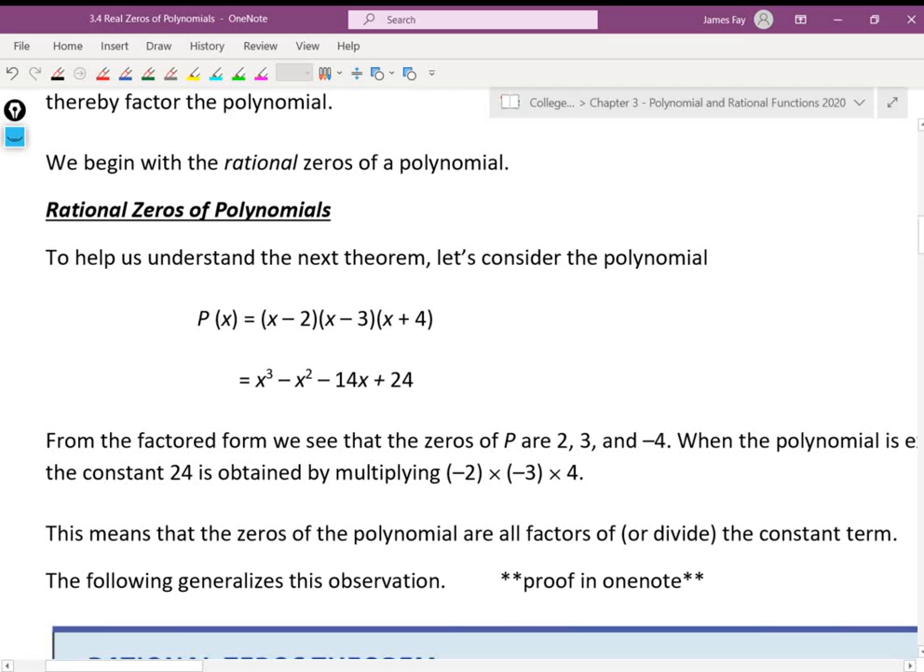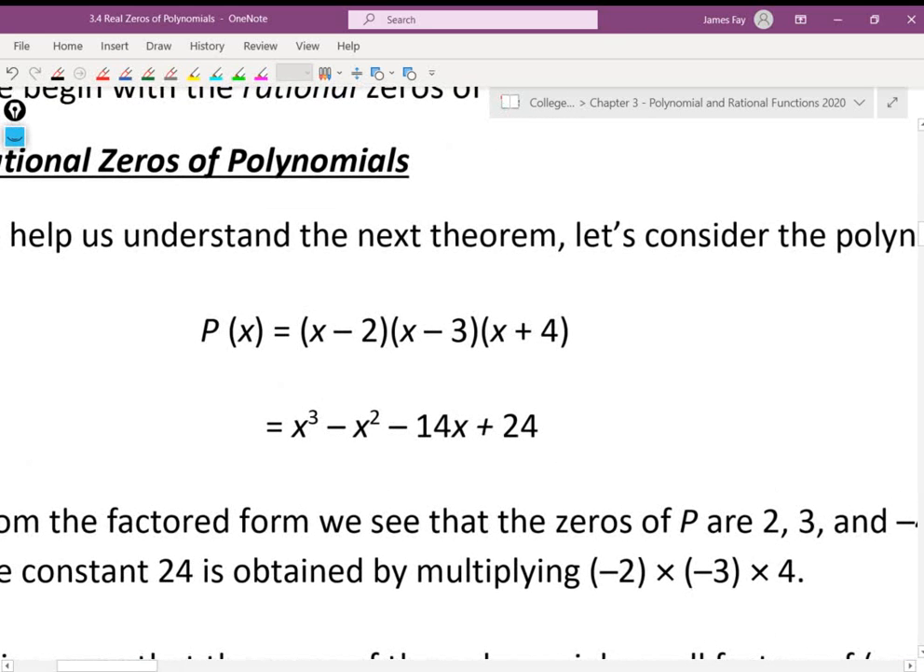So, to help us understand this theorem, let's consider this polynomial right here, okay? 2 different versions of it. We've got the factored version, we've got the expanded version, right? Okay, they produce the same exact cubic function if we graph it. But they're a little different. How do I get from here to there?